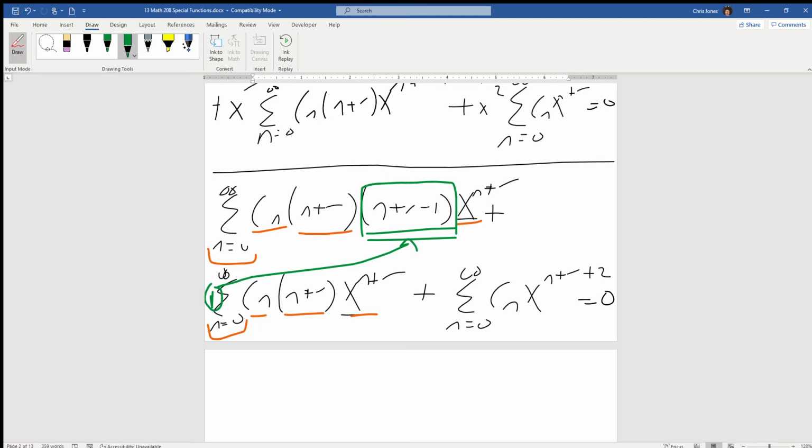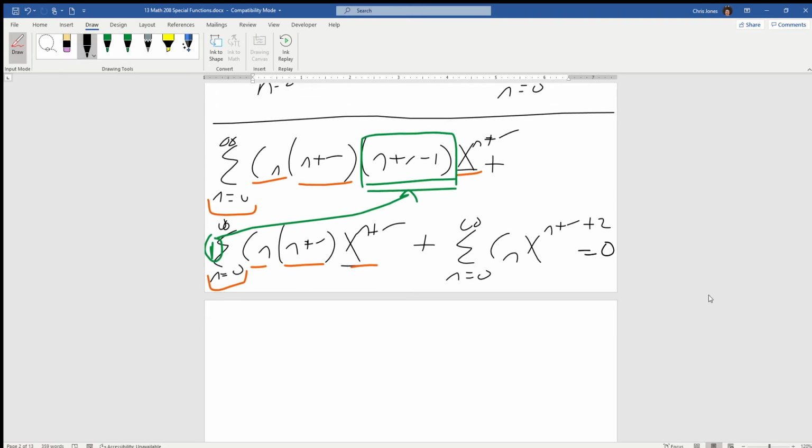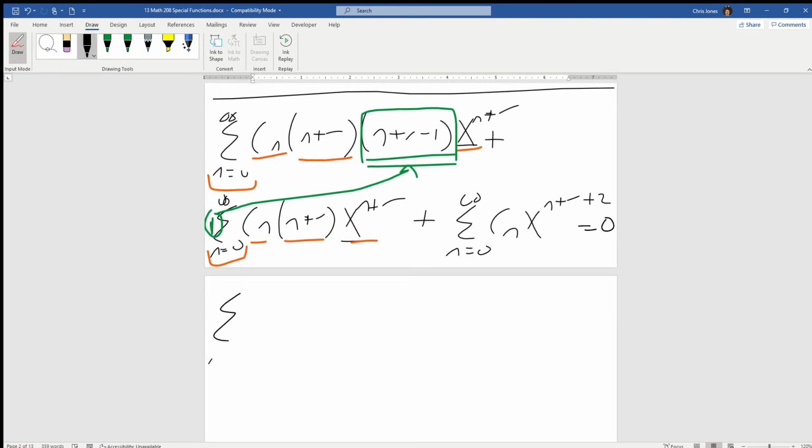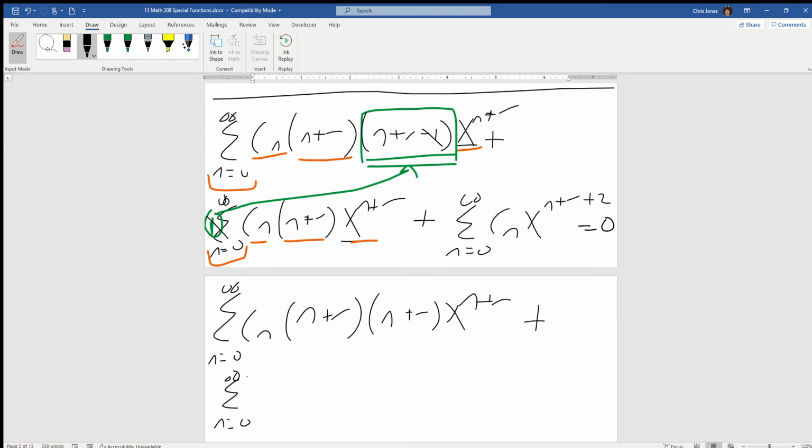So if we add those together, we're going to get something really cool out of this. We're going to end up with series n equals 0 to infinity, c sub n, (n plus r) times another (n plus r), because the negative 1 and this one are going to cancel out when we combine the like terms, x to the n plus r, plus series n equals 0 to infinity, c sub n, x to the n plus r plus 2, right?